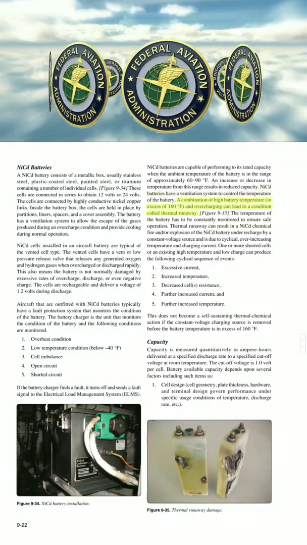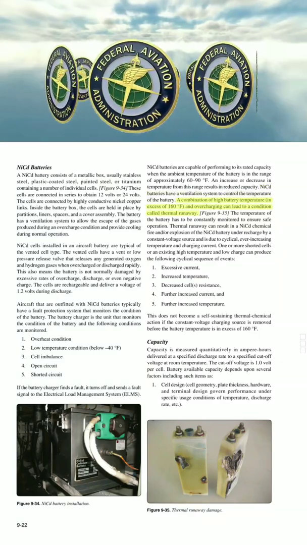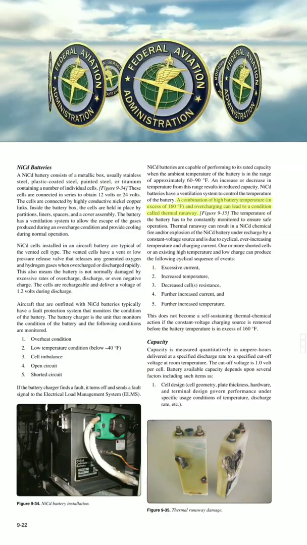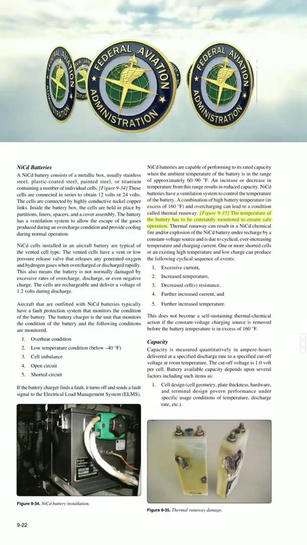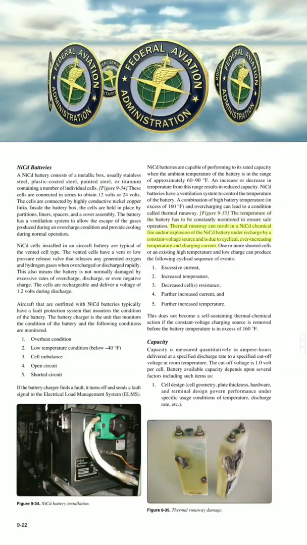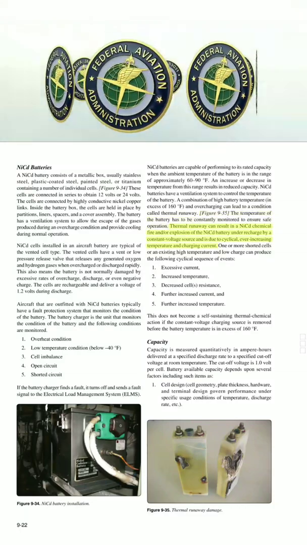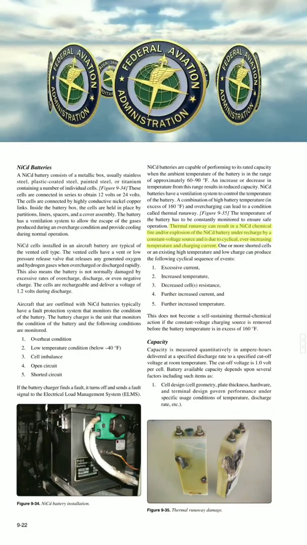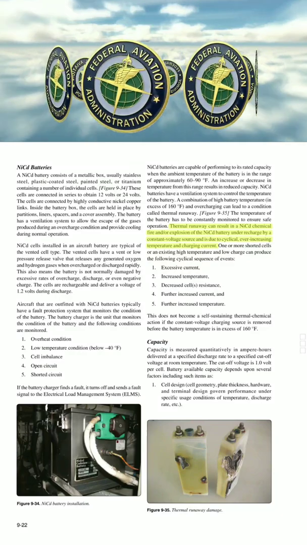A combination of high battery temperature in excess of 160 degrees F and overcharging can lead to a condition called thermal runaway. Figure 9-35. The temperature of the battery has to be constantly monitored to ensure safe operation. Thermal runaway can result in a NiCd chemical fire and/or explosion of the NiCd battery under recharge by a constant voltage source and is due to cyclical, ever-increasing temperature and charging current.